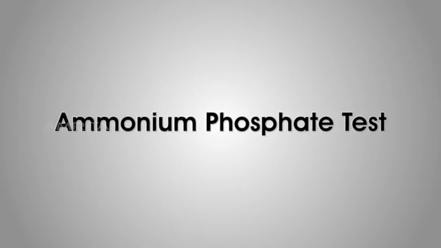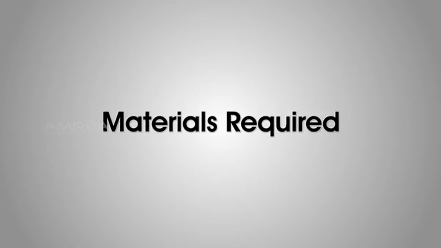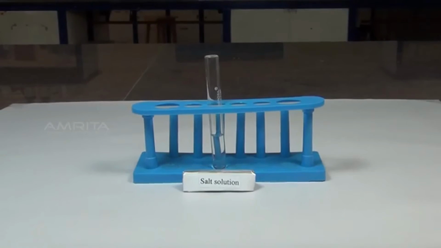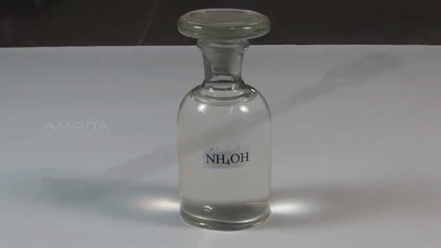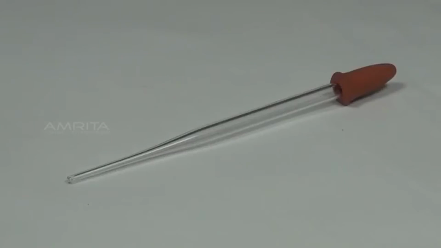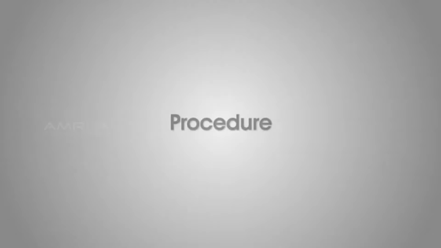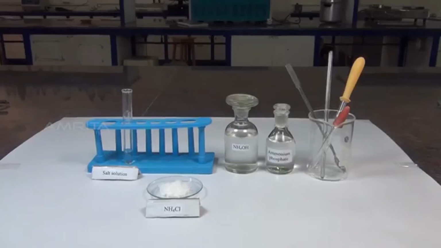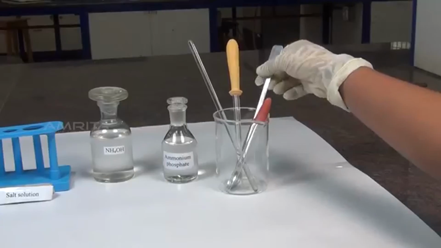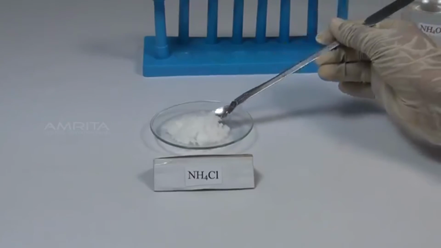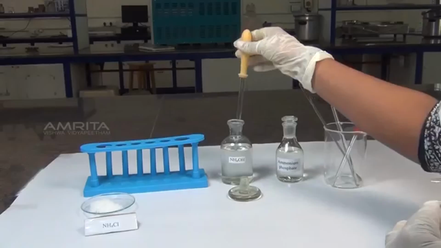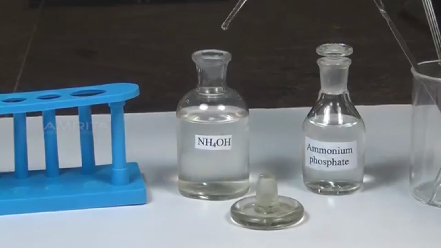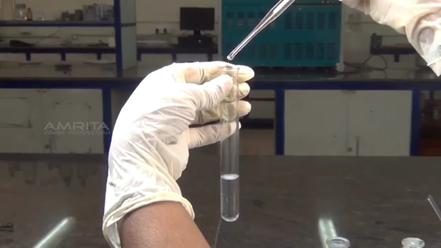Ammonium phosphate test. Materials required: salt solution in a test tube, ammonium chloride, ammonium hydroxide, spatula, dropper and glass rod. Procedure: take a small quantity of salt solution in a test tube. To this, add a small quantity of ammonium chloride using a spatula. Shake the test tube well. Using a dropper, add a small quantity of ammonium hydroxide to the test tube.